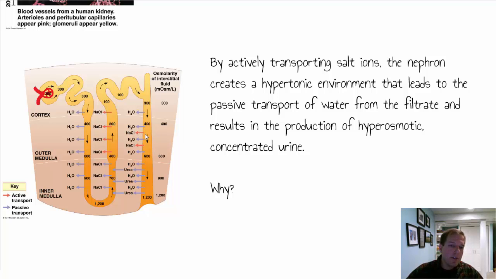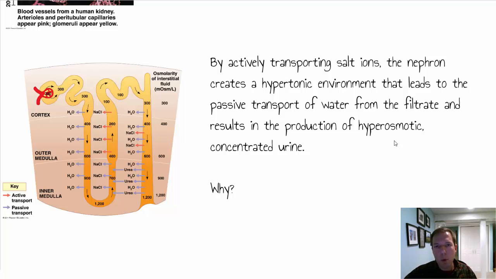Once we've reestablished that hypertonic environment, now water is going to start to leave again. And as water leaves, more salt is going to be actively transported out. That's going to ensure that the final product, urine, is hyperosmotic, is very, very highly concentrated. Ultimately, it's going to have the minimal amount of water necessary in order to maintain osmolarity within the body, but it's going to be highly concentrated with waste products like urea.